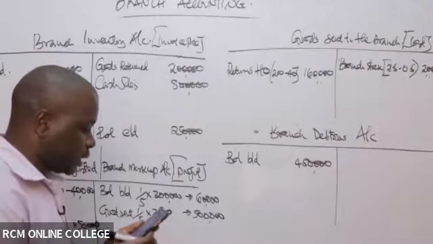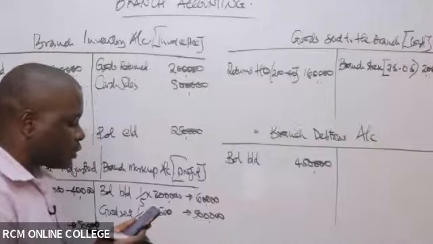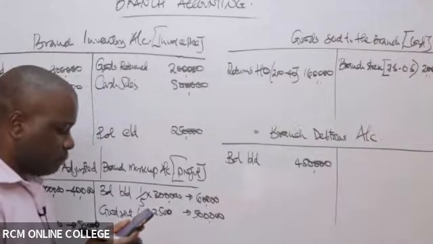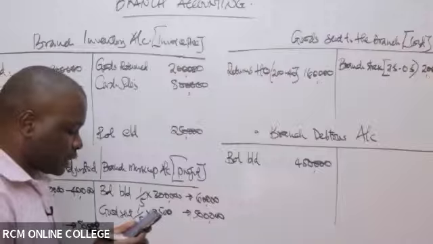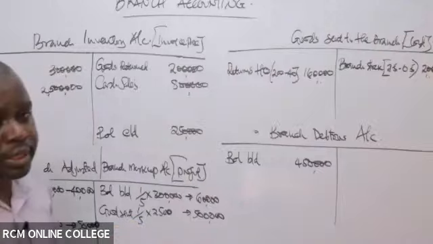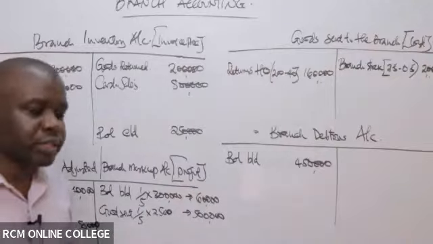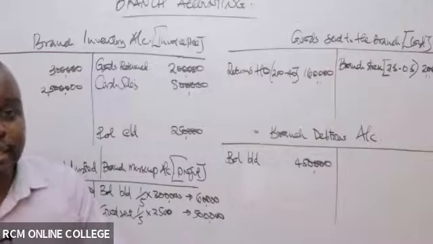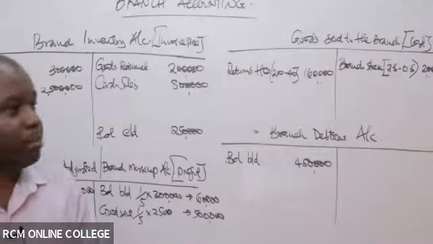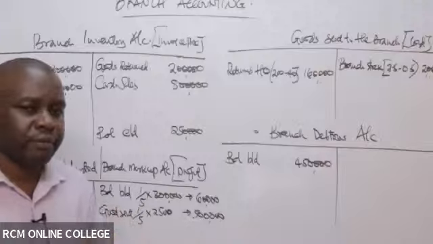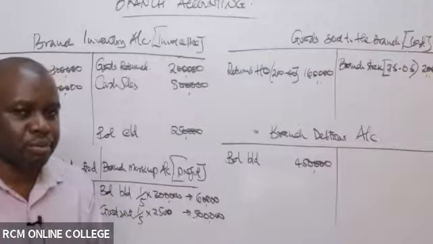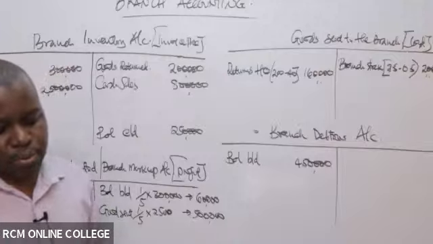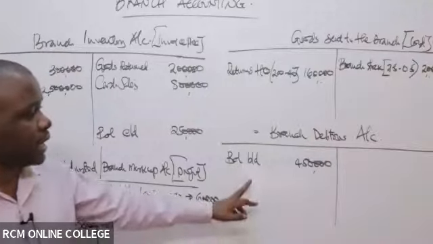Then you're told credit sales amounted to 2.7 million. So they sold goods on credit. Whenever you sell goods on credit, it means that your debtors are increasing. But of course, the amount of stock or inventory you have there at the branch itakuwa inapungua. So your debtors will automatically increase.